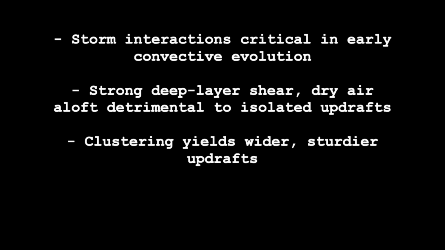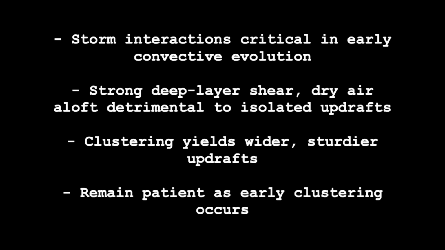The interactions that take place during this clustering phase can yield wider, more sturdy updrafts that withstand strong vertical wind shear and dry air aloft. Often, this progression results in one or two dominant supercells after the initial interactions are complete, so even though early clustering may give the appearance of a more messy storm mode, remain patient and wait for the interactions to work themselves out.